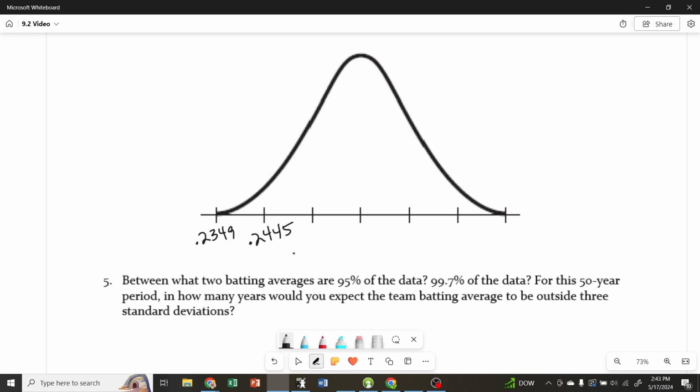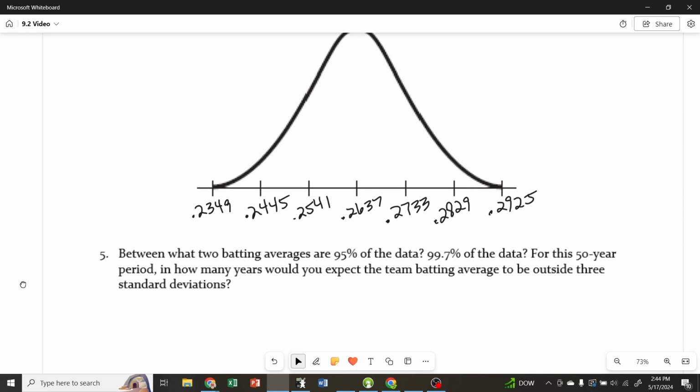0.2445 over here is, 0.2541, 0.2637, that's our mean, right? 0.2733, 0.2829, and again 0.2925.